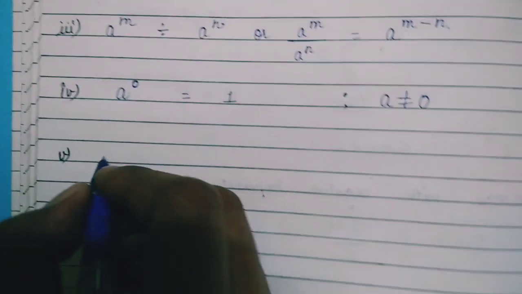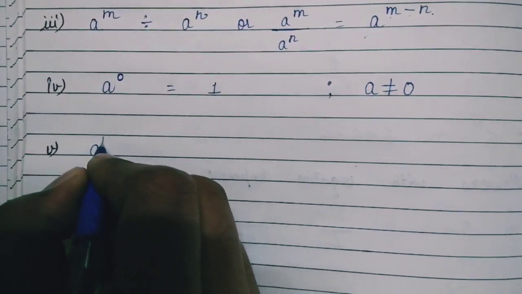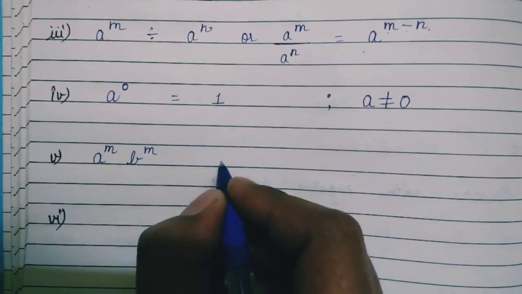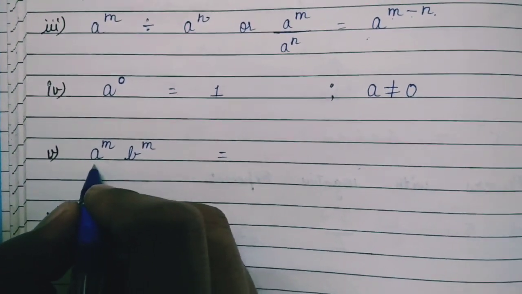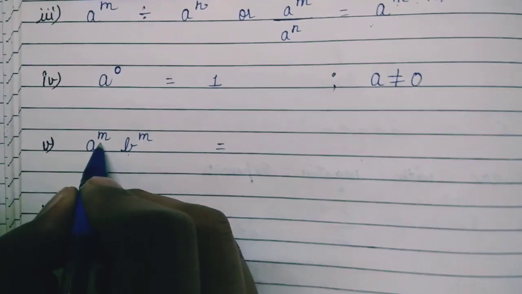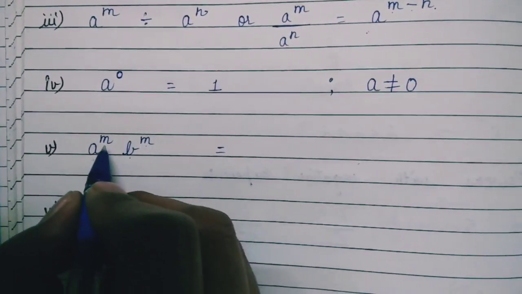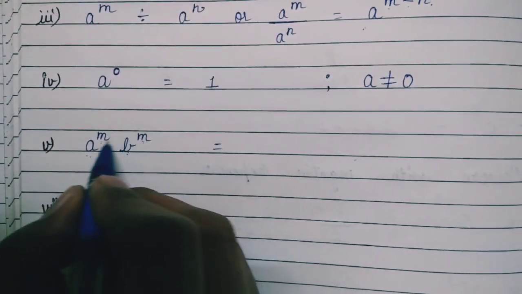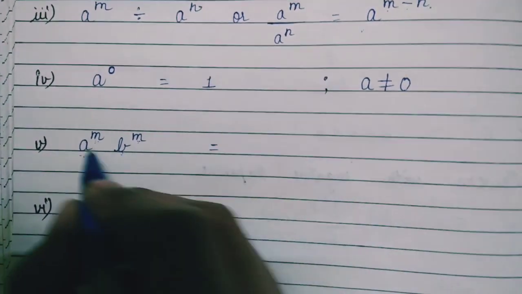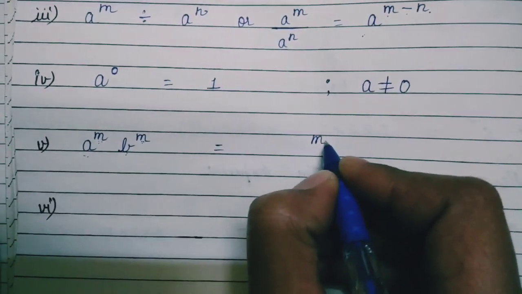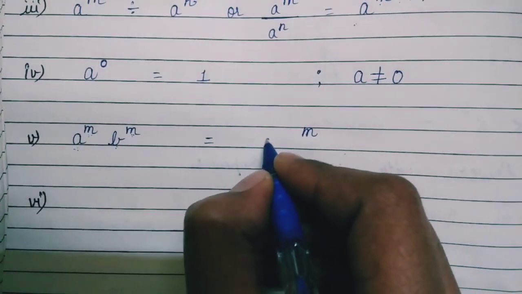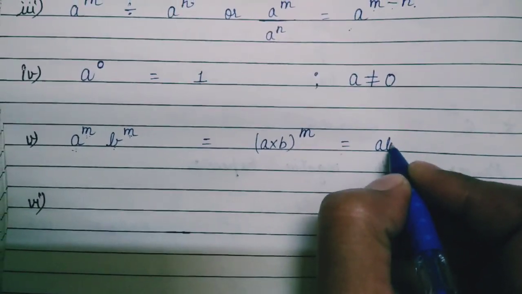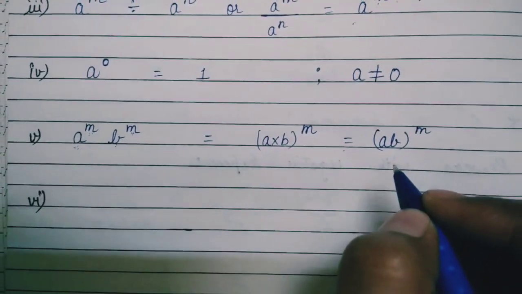Fifth law is when a raised to power m and b raised to power m. Have you noticed something? Here a and b, but in the power m and m. It means when the power is same and the base is different. So simply we will take exponent as common, and simply base will multiply by each other. So it will be taken as ab raised to the power m.